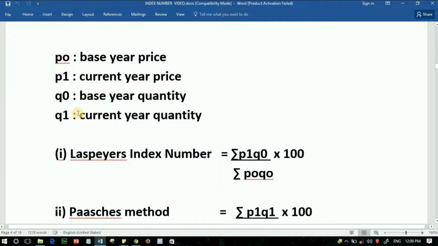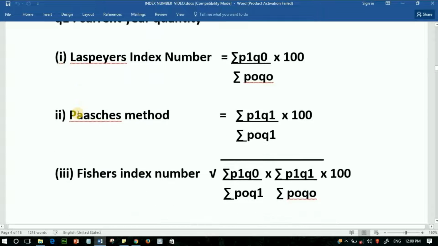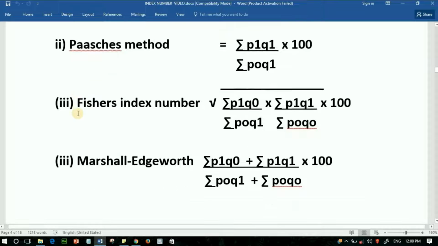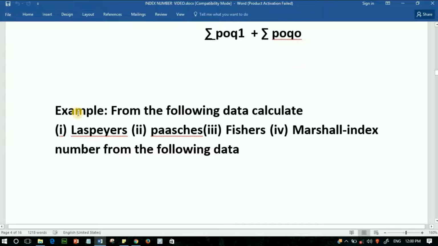First of all, the Laspeyres index number. The formula is sigma P1 Q0 divided by sigma P0 Q0 into 100. Paasche's method: sigma P1 Q1 by sigma P0 Q1 into 100. Then Fisher's index number is the geometric mean of Laspeyres and Paasche's methods, taking the square root: sigma P1 Q0 by sigma P0 Q0 into sigma P1 Q1 by sigma P0 Q1, into 100. Marshall-Edgeworth: sigma P1 Q0 plus sigma P1 Q1, all divided by sigma P0 Q0 plus sigma P0 Q1, into 100.